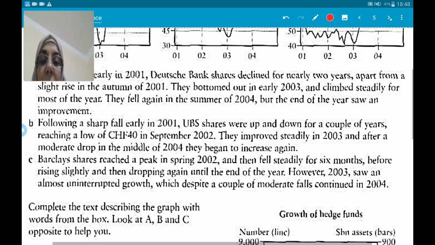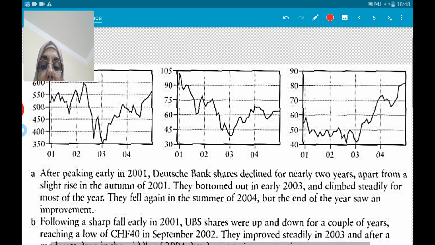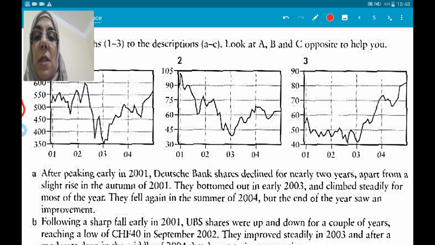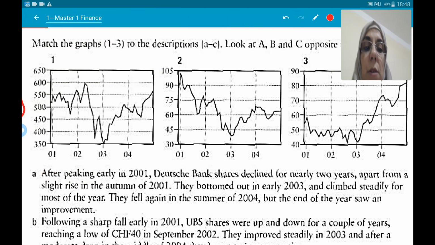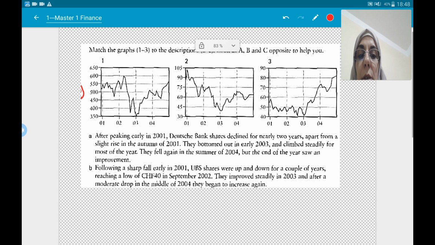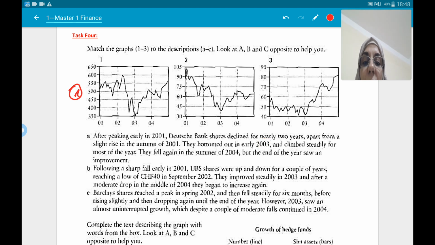Okay, so here are the graphs. You will find this posted on the site again. Have a few seconds to think about the exercise.